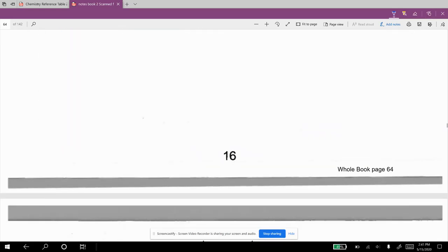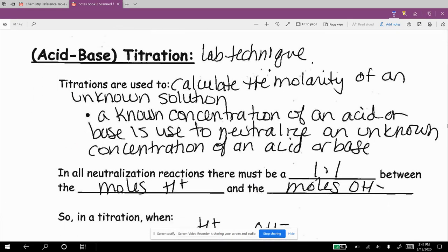So this is important because we're going to be focusing on a lab technique called titration. A titration is a lab technique that we use to calculate the molarity of an unknown solution. So if I have something and I don't know what the molarity is, what is molarity again? Molarity is concentration, right? And molarity is measured in moles of solute over liters of solution. So the molarity is going to tell you whether something is a strong or a weak acid.